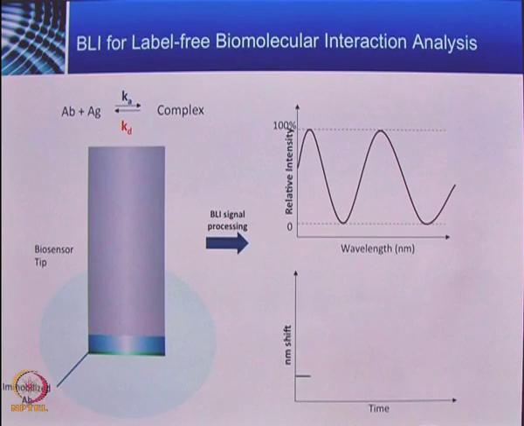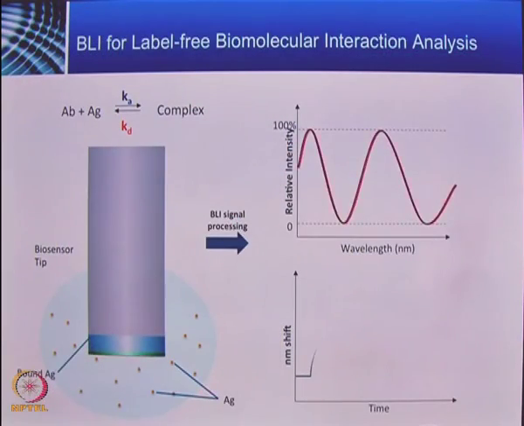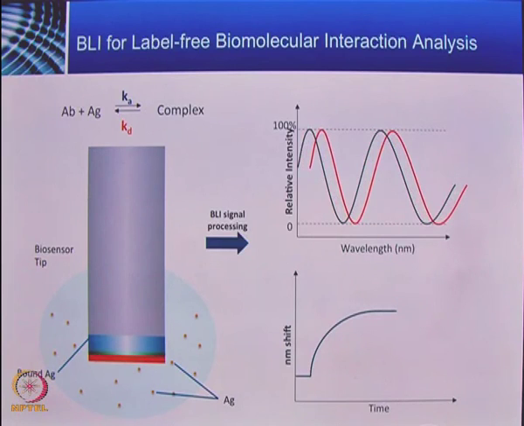Now let's look at an example. If we are looking at the antibody-antigen interaction, as we know, the antibody will bind to antigen and form a complex. At the same time, the complex will go through a dissociation process and generate the antibody and antigen. If we have a biosensor which already has immobilized antibody on the very end, on the biomatrix, and if we put this biosensor into a solution containing antigen, the antigen will bind to the biosensor and result in a shift of the wave pattern, which in turn generates the association curve between the antibody and antigen.